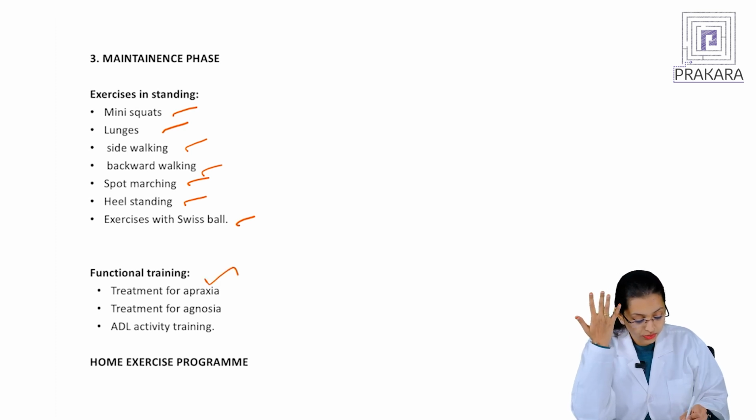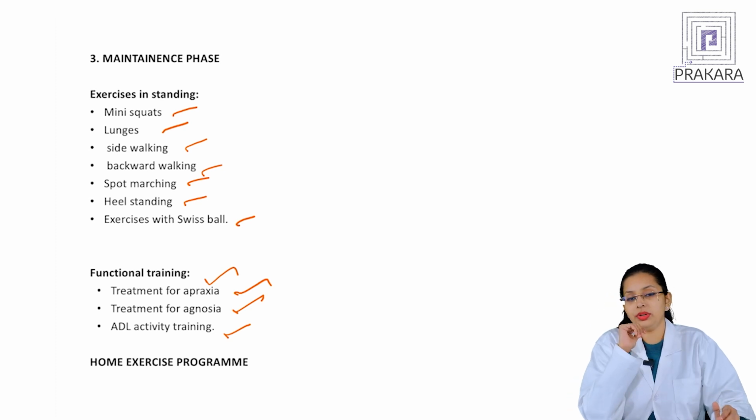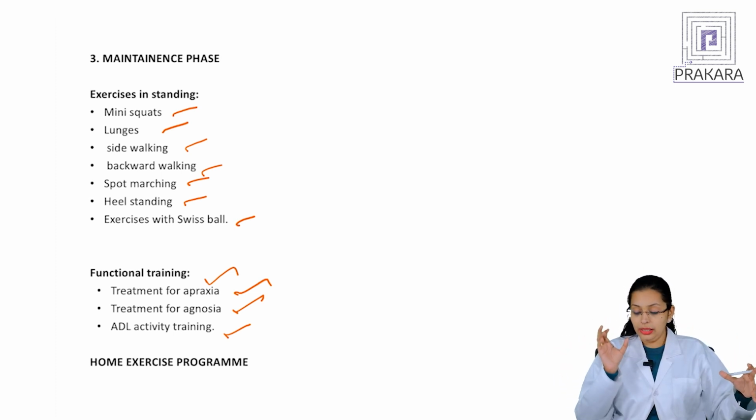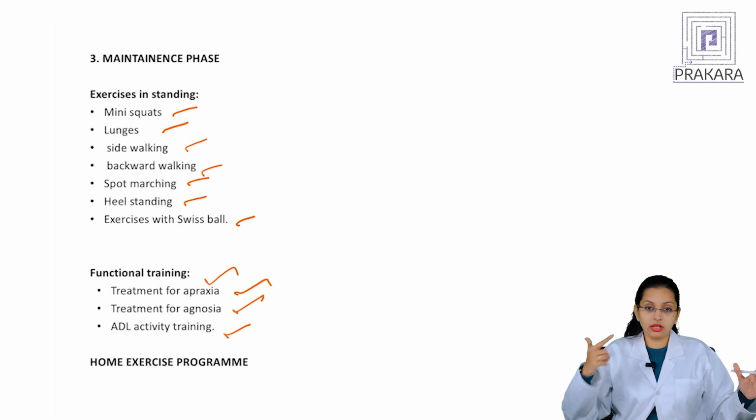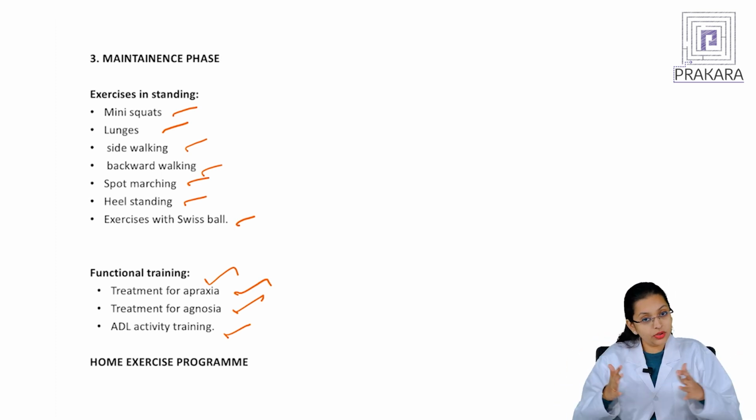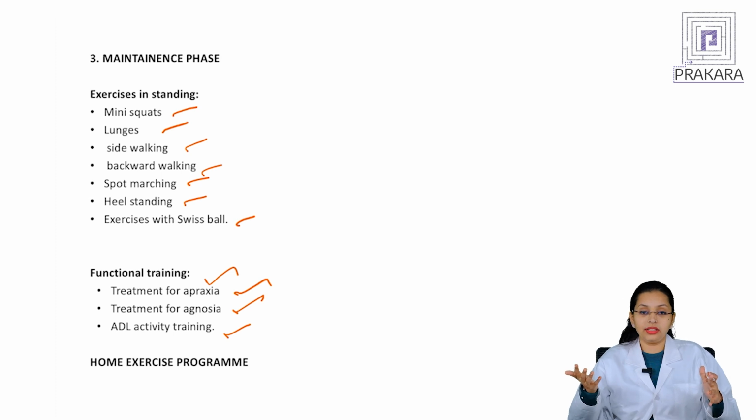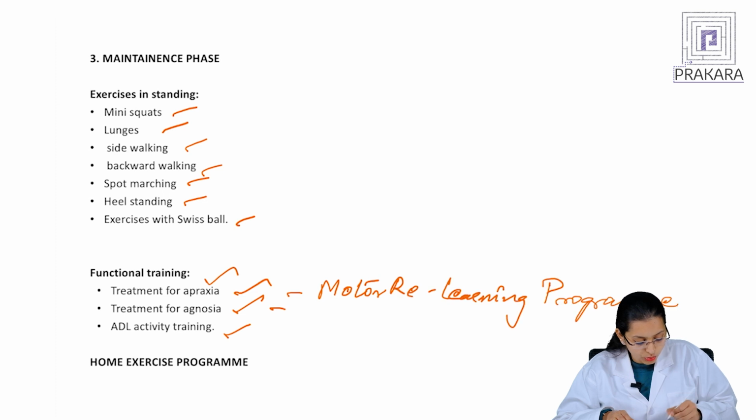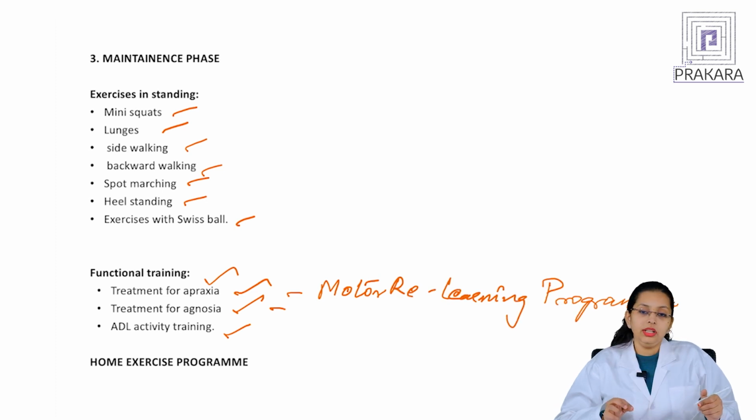Then comes functional training, with treatment for apraxia, agnosia, and ADL activity training. How do we treat agnosia? Repeatedly showing the same stimulus. How do we treat apraxia? You have different phases. If there's a complete activity, break the activity into tasks, teach individual tasks, let him or her master all the individual tasks. Then you combine, let him master the entire activity. Then you put the same activity in different environments, which is called, you must guess it by now, motor relearning program. Is this enough?